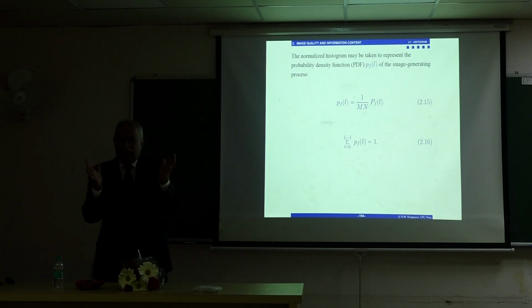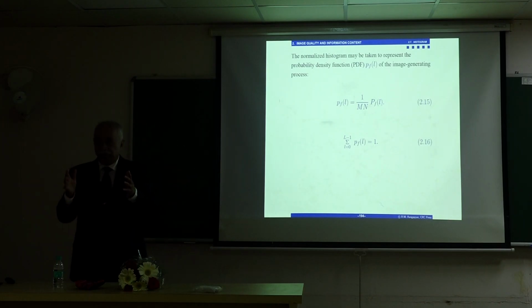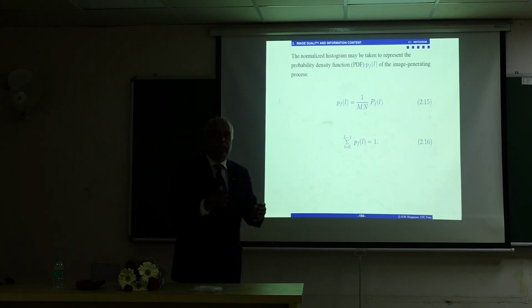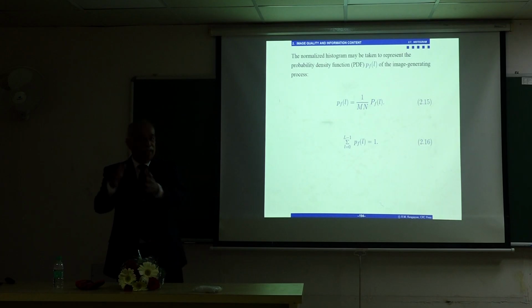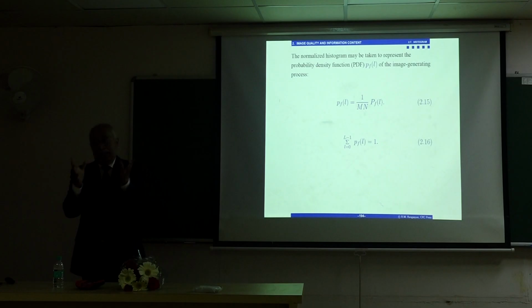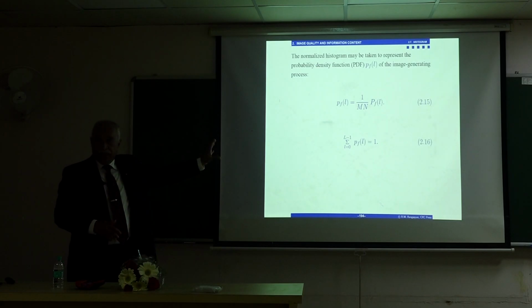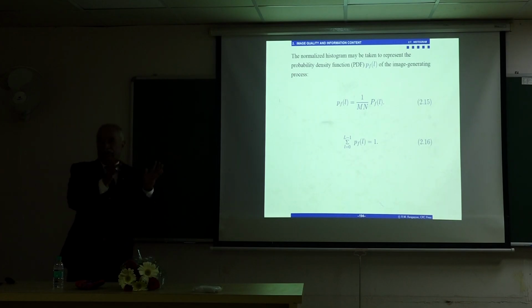You cannot call it a PDF, but if you have a large collection of images of the same type, then you can average them. But they must be of the same type, like mammograms only, CT images only, CT images of the head only, CT images of the head of pediatric patients, men, women, population, various populations. Then you average the individual histograms, normalize them. Then you can say I have an estimate of the PDF of that category of images.